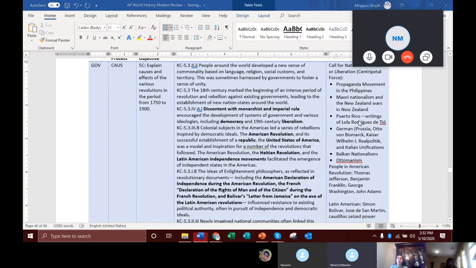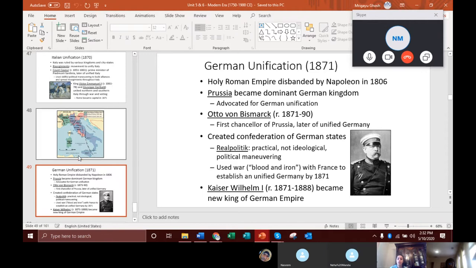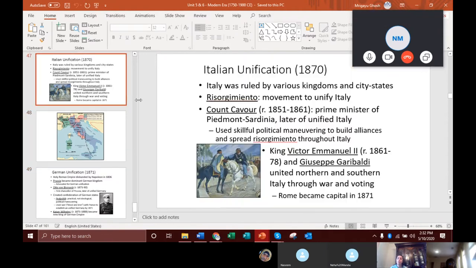And then we had Realpolitik, which is practical, not ideal. We went over it in class because we finished the PowerPoint.